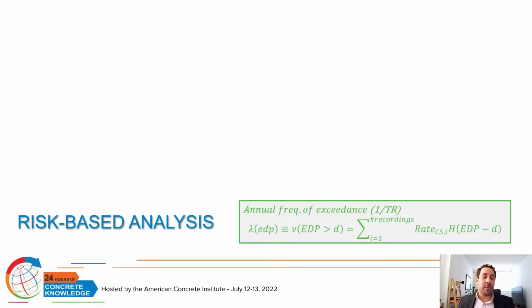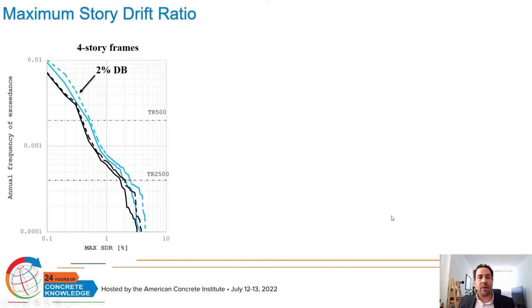The type of analysis shown before with EDP exceedance curves is in line with FEMA P695 type of methodologies, but we can answer more interesting questions if we include the rate of occurrence of the ground motions into the equation. For example, we can calculate the annual frequency of exceedance, or the inverse of the return period of certain EDPs. In this figure, I am showing the risk curve of the maximum story drift ratio of the 4-story frame.